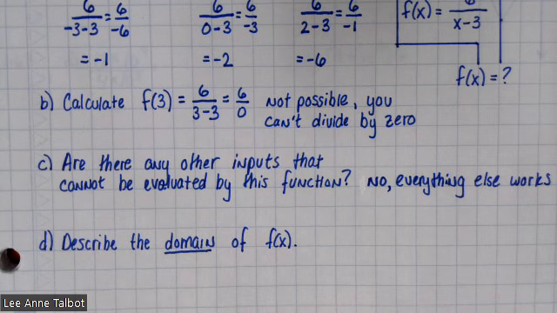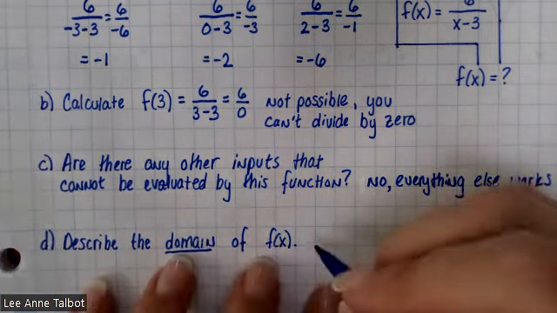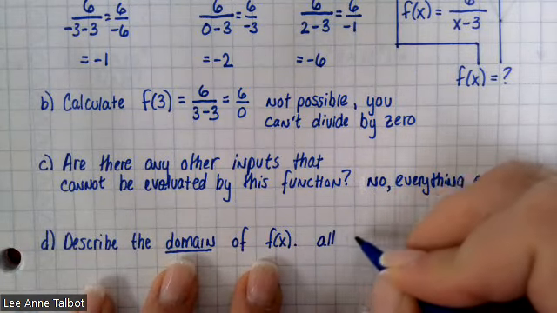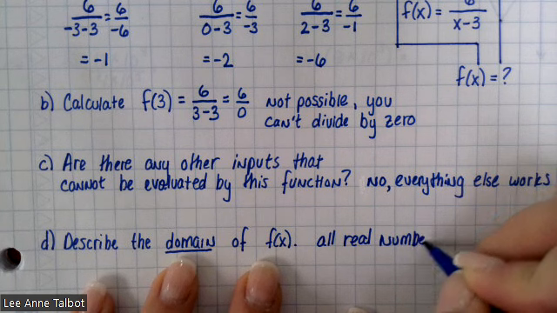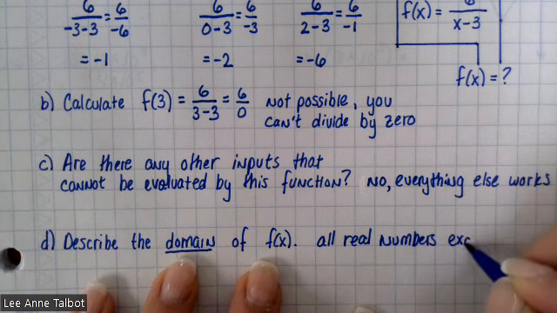Domain. This is a new vocabulary word for you. And domain is basically a description of everything that works for X. So in this case, the domain is all real numbers except 3.